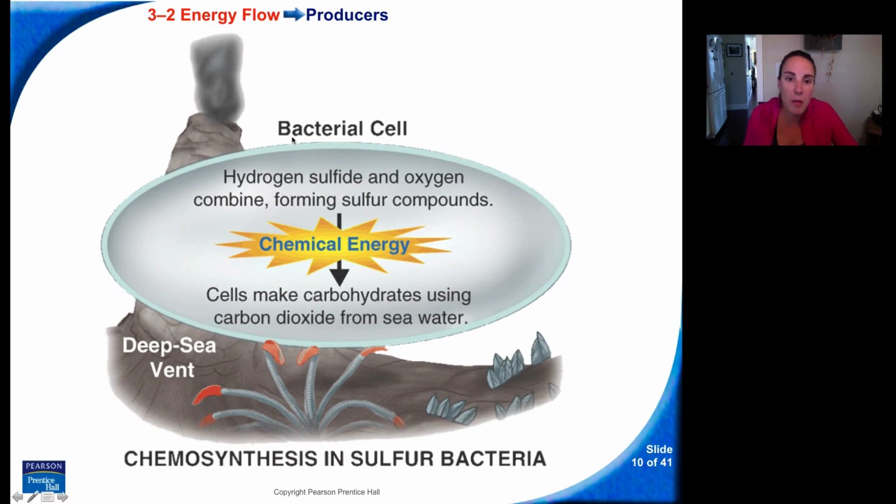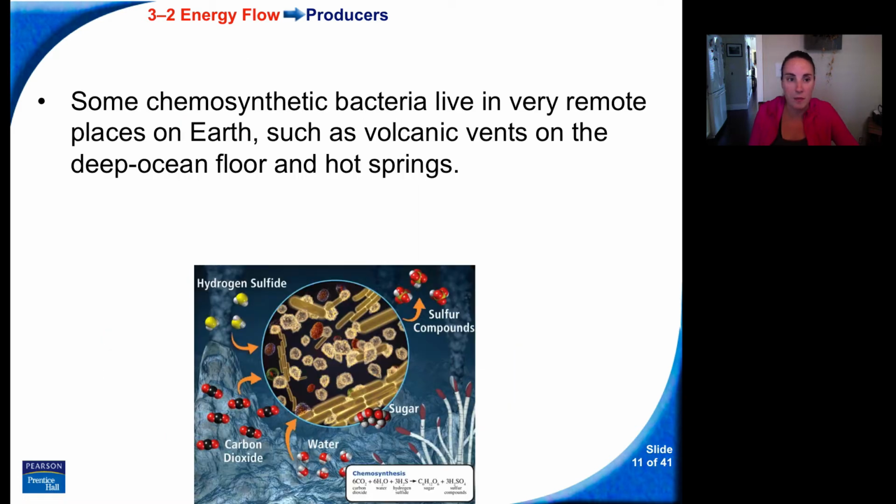So down at the bottom of the ocean, there are these hydrothermal vents or deep sea vents that release all of these chemicals into the ocean. And these bacteria that live by these hydrothermal vents can actually take the chemicals coming up through these vents and produce energy. So hydrogen sulfide and oxygen combine, forming sulfur compounds. This is the chemical energy needed for the cells to make carbohydrates using carbon dioxide from the seawater. So this is chemosynthesis in sulfur bacteria.